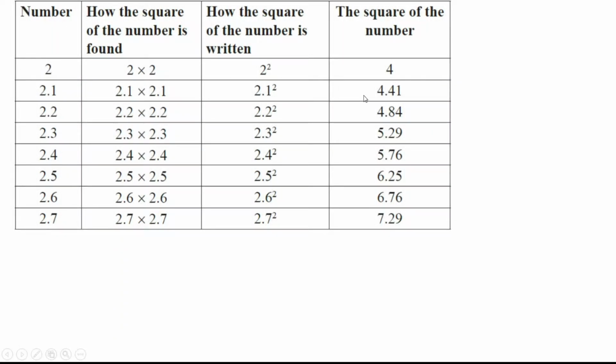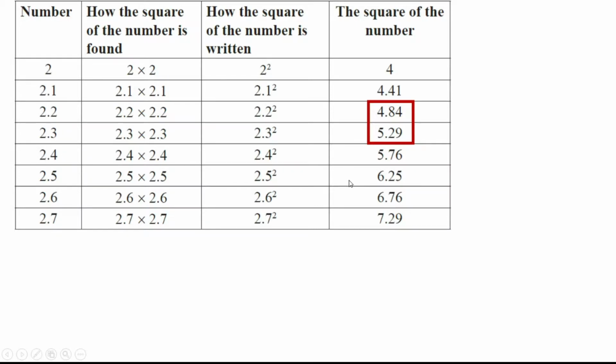Here you can see the squares of the numbers from 2 up to 2.7. These are the squares of those numbers. The two square numbers that are closest to 5 are 4.84 and 5.29. They are the square values of 2.2 and 2.3. 2.2 squared is 4.84 and 2.3 squared is 5.29. Also, we can say the square root of 4.84 is 2.2 and the square root of 5.29 is 2.3.